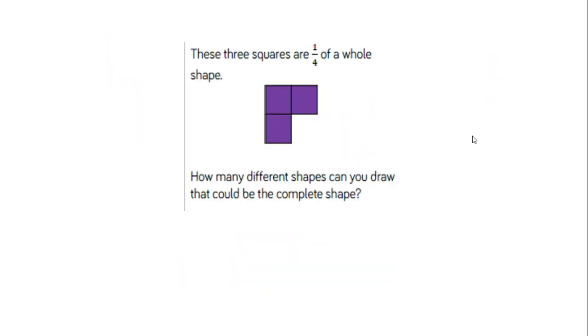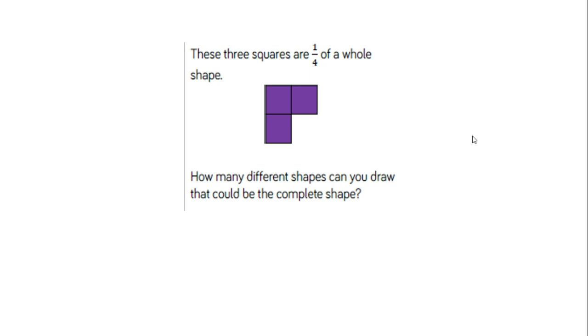Next problem. These 3 squares are 1/4 of a whole shape. So it's told you 1/4 is worth 3. How many different shapes can you draw that could be the complete shape? If you're confident, pause the video and have a go. If you're not confident, carry on listening.